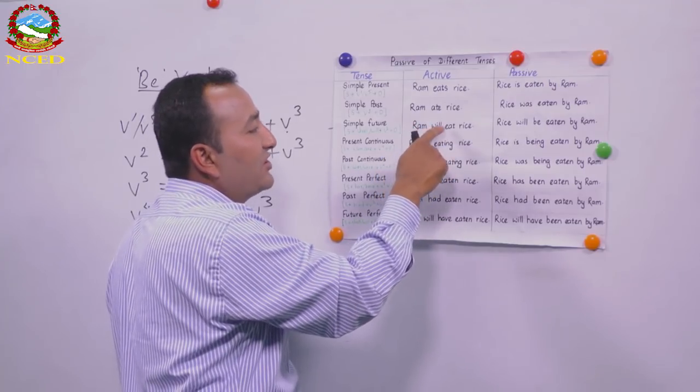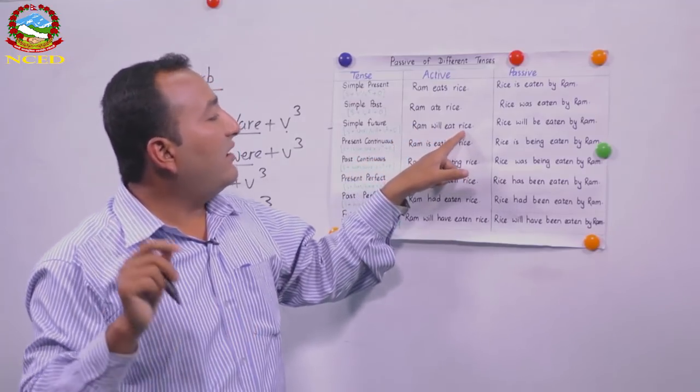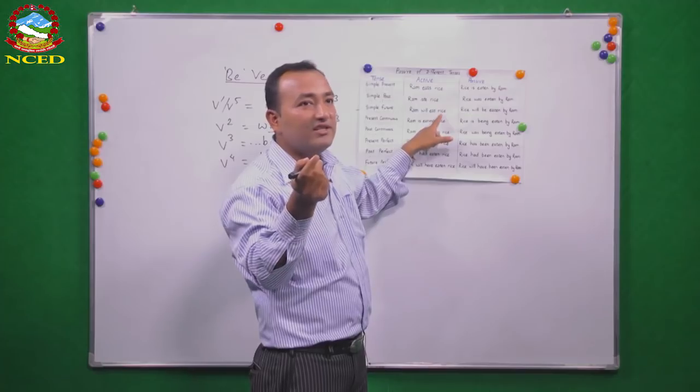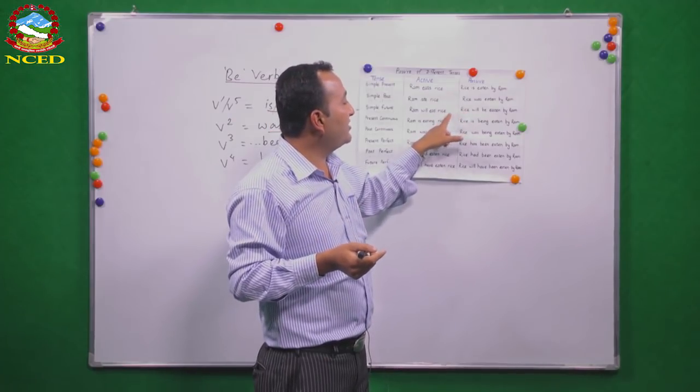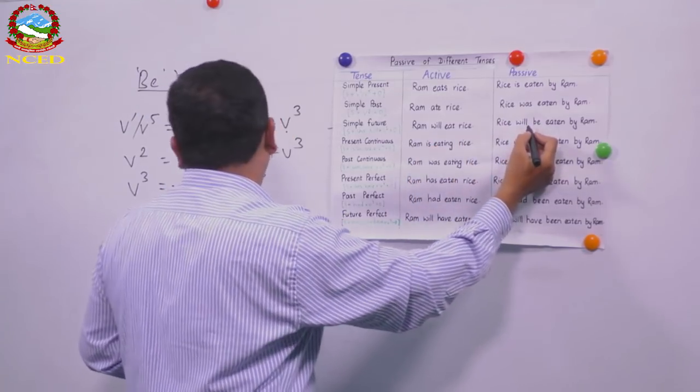There might be will or shall plus verb 1. So we write, Ram will eat rice. And in passive voice, the same rule applies here too. Rice, the object, is brought to the position of subject. Rice. Will eat becomes will be eaten.